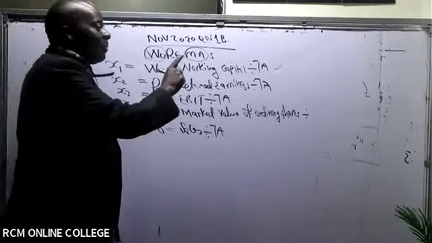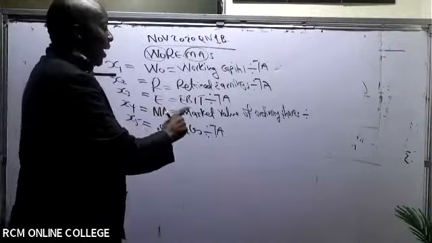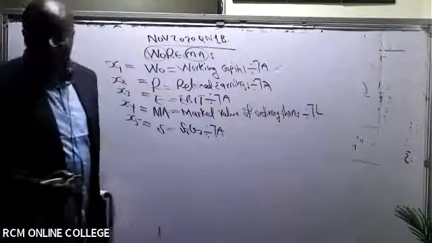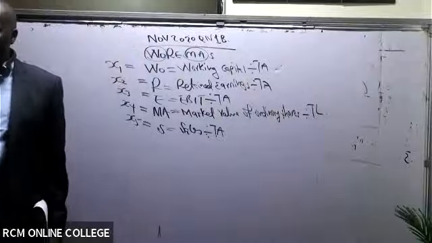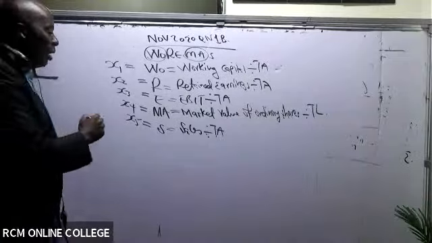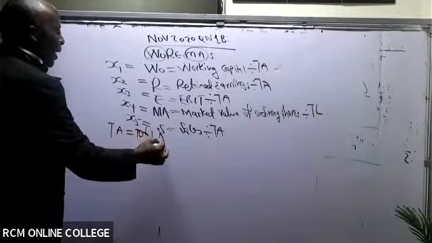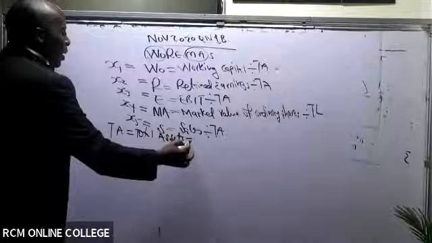So in this case, you divide by TA, except X4, which you divide by TL. Where TA stands for total assets.